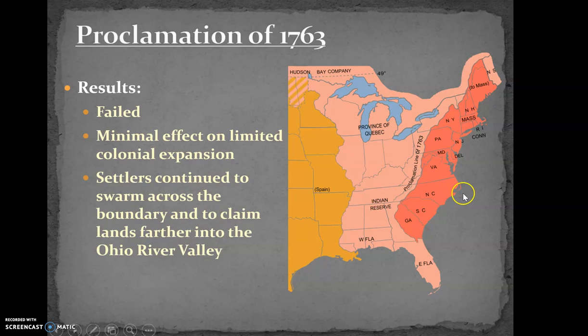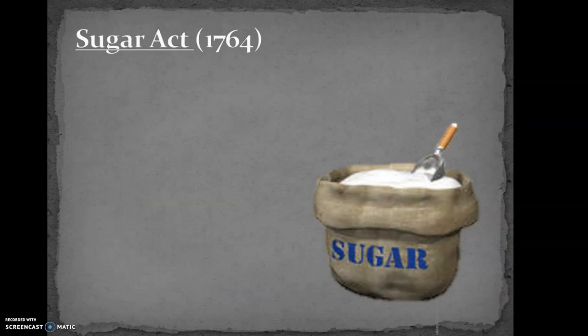The settlers continued to swarm across the boundary and to claim lands further into the Ohio River Valley. So even though they had this proclamation line and this agreement that they were to stay in that eastern area, they still went and crossed over in search of more territory. And it wasn't being policed by British troops, so they were very loose regulations and people were not following those regulations.